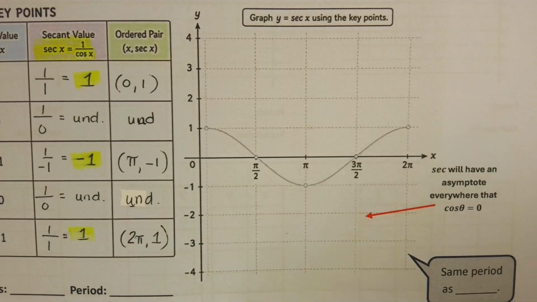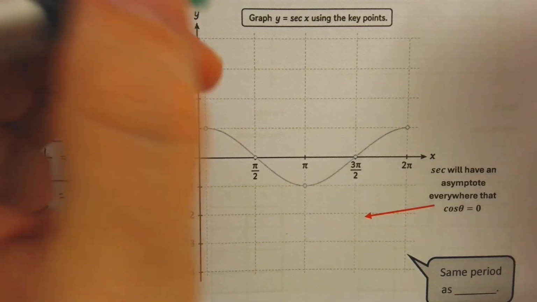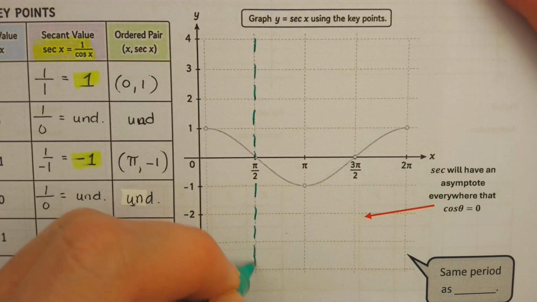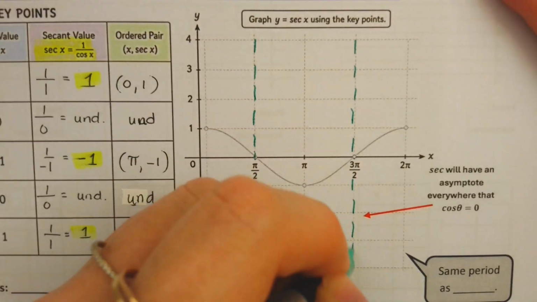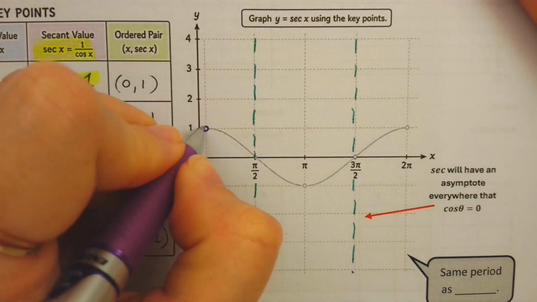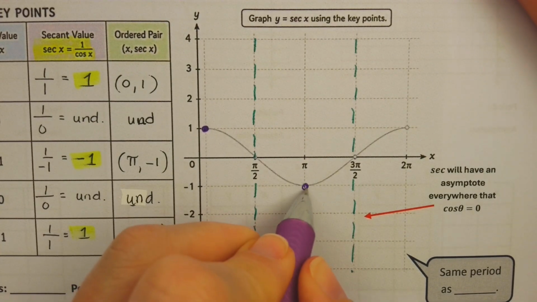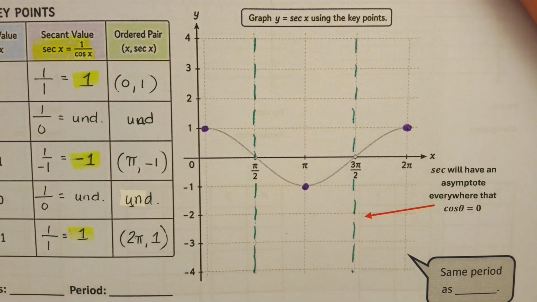I'm going to start by graphing in the 2 asymptotes. One was at pi over 2, where cosine was equal to 0. And then the next one's at 3 pi over 2, where cosine also equals 0. Okay, and then we have a point at 0, 1. Another one at pi -1. And then at 2 pi, we're back at +1.